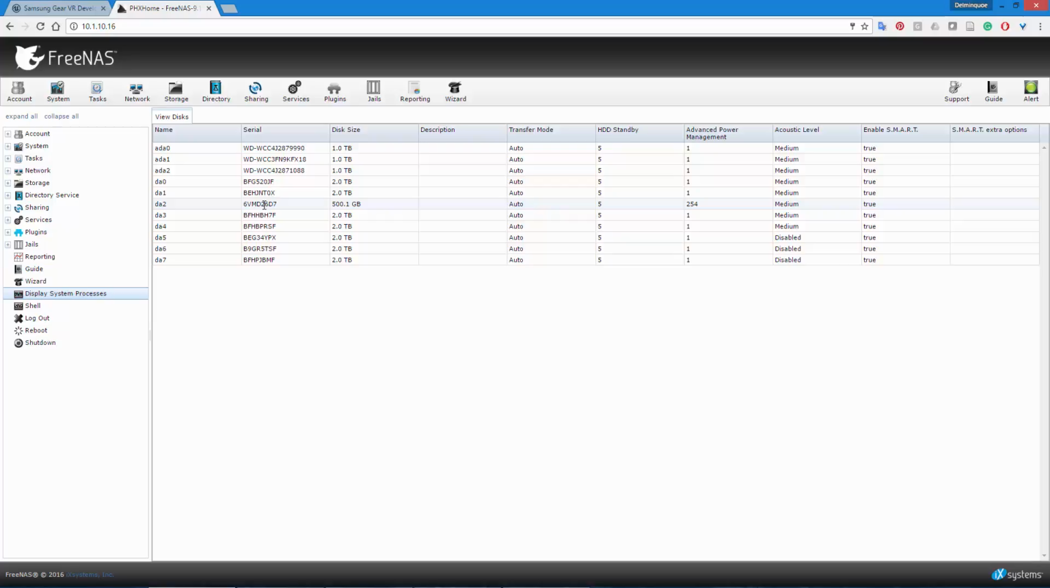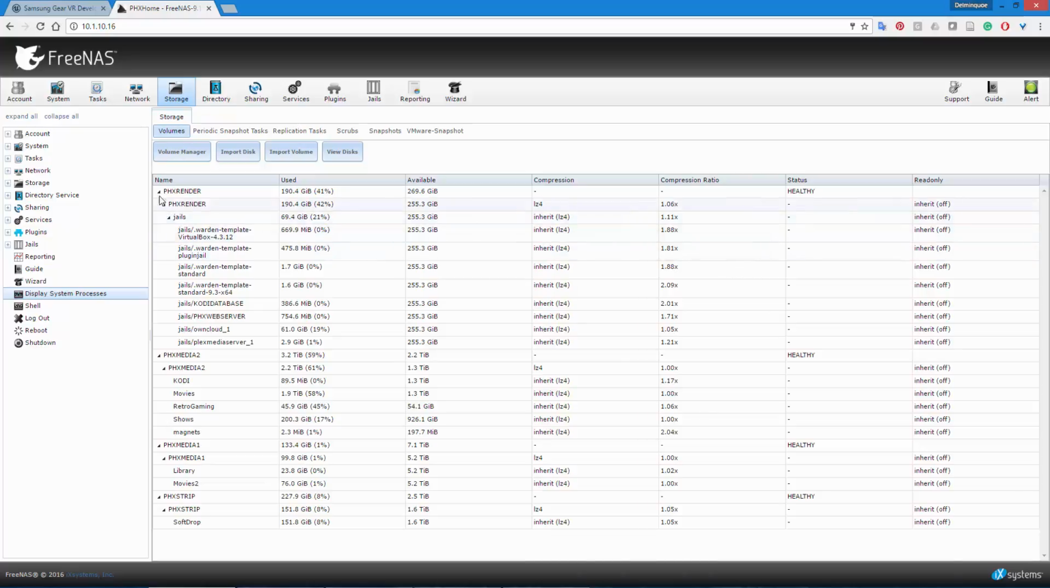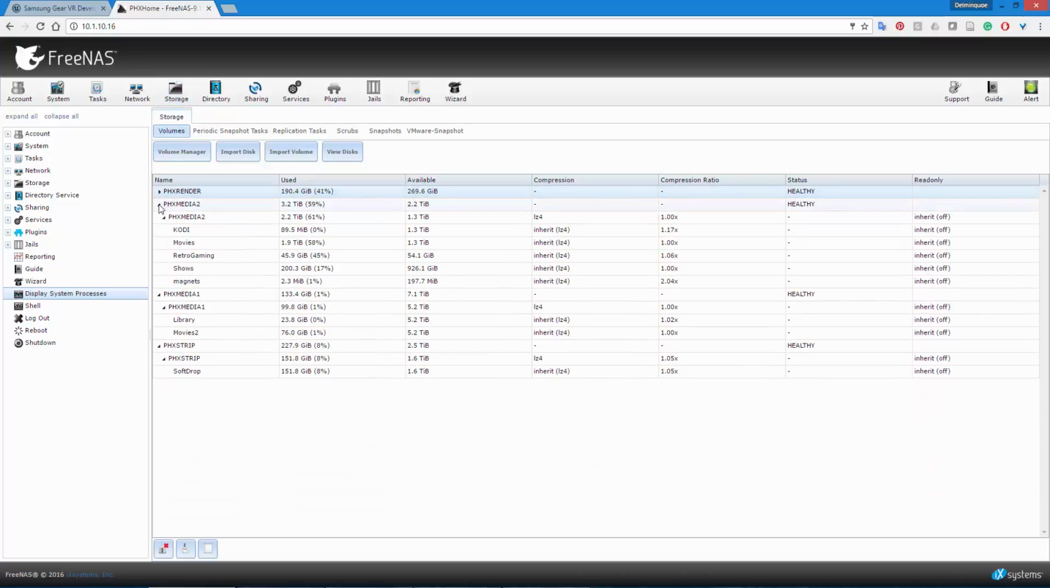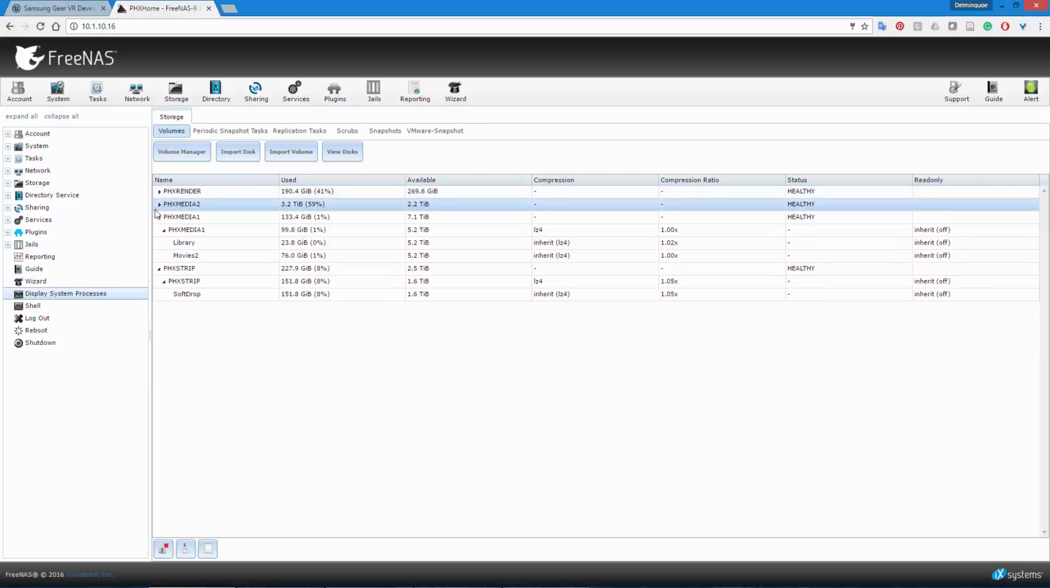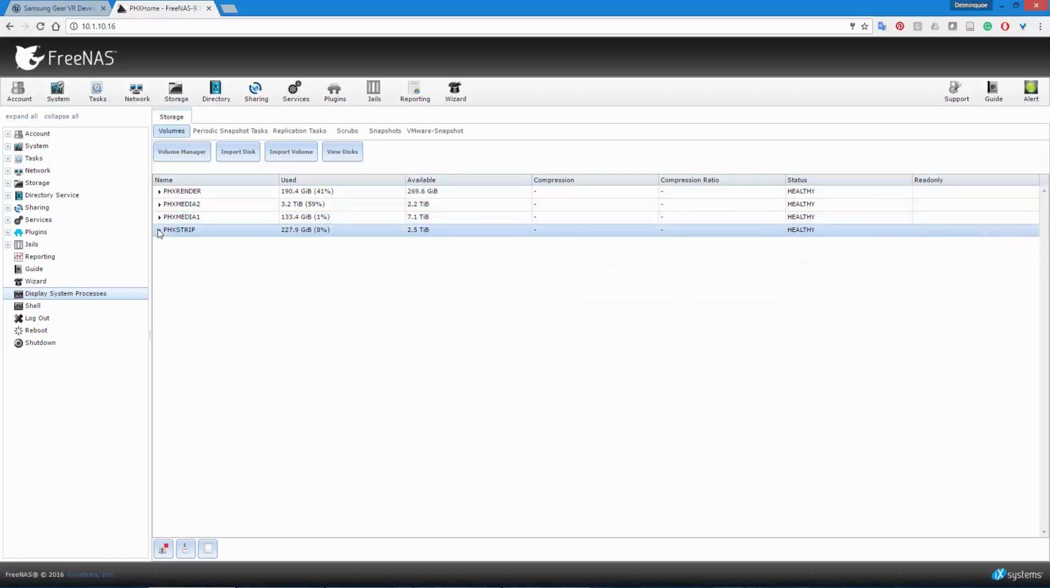There's some things that I've been wanting to play with and try out. So with that being said, you've seen all the hard drives that are sitting in here. If you look at my storage, we can see how I got my storage broken out into pieces. So I've got the render volume, the Phoenix render volume, the Phoenix Media 2 volume, the Phoenix Media 1 volume, and then the Phoenix strip volume.